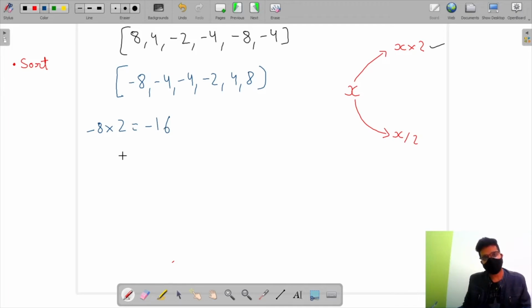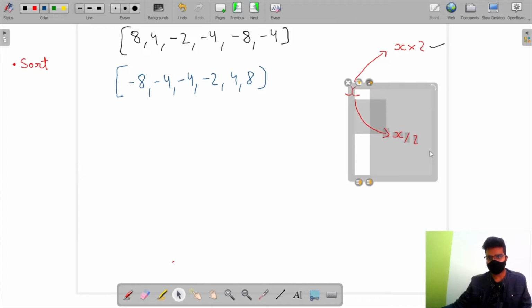Because here if it's a negative value, it's a negative value. To get the double element, I actually have to divide it by 2 instead of multiplying it. So if I divide minus 8 by 2, what will I get? I will get minus 4. And that's what I actually need. So the case will be different for negative elements, right?